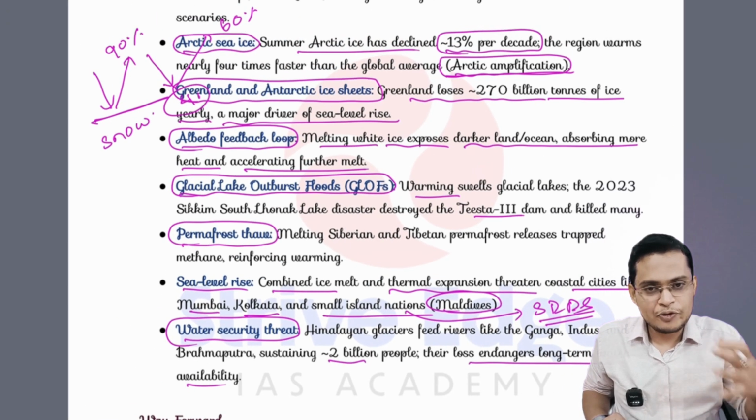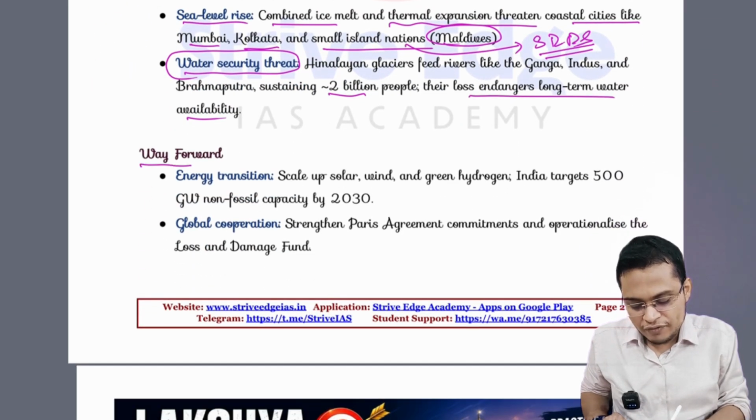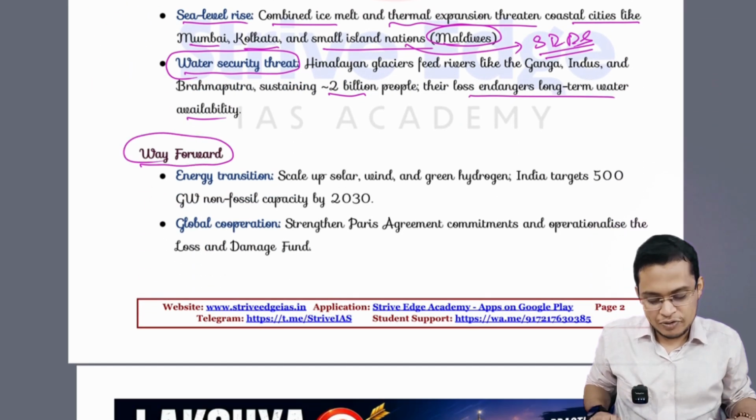Okay? This is the way you have to split. This is the way you have to generate the points. So you should understand that. So the next is the way forward. If the problem is there, then what kind of solution are we going to see?